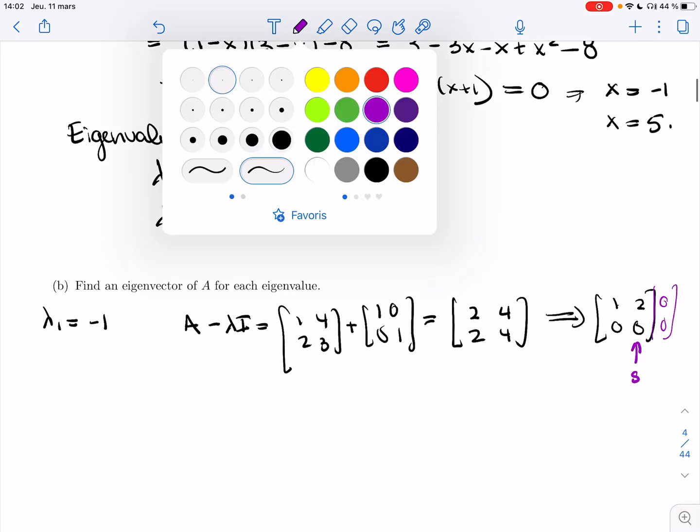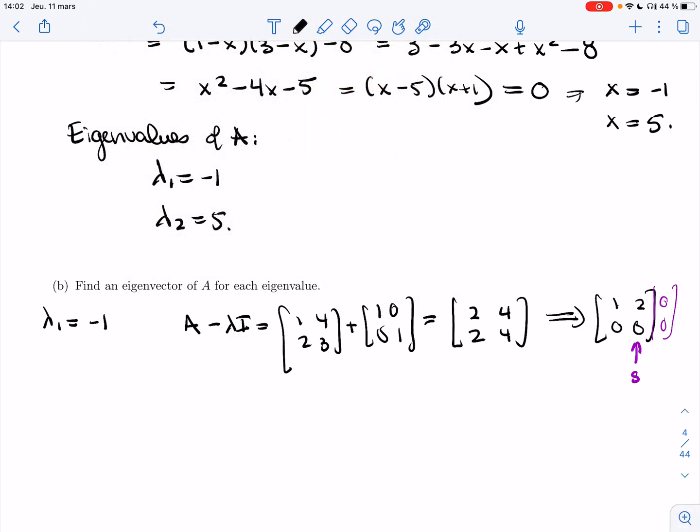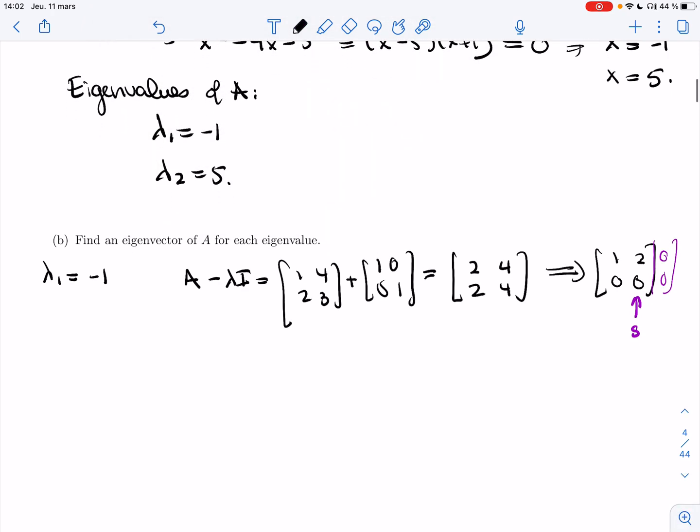I have one free variable, which you should always have, otherwise it's not an eigenvalue that you started with or you made a mistake. And so my x is going to be minus 2s, my y is going to be s, so minus 2, 1 times s. And so I'll take s equals 1. My first eigenvector is minus 2, 1. This eigenvector is not unique. Any value of s except 0 would give you a valid one.